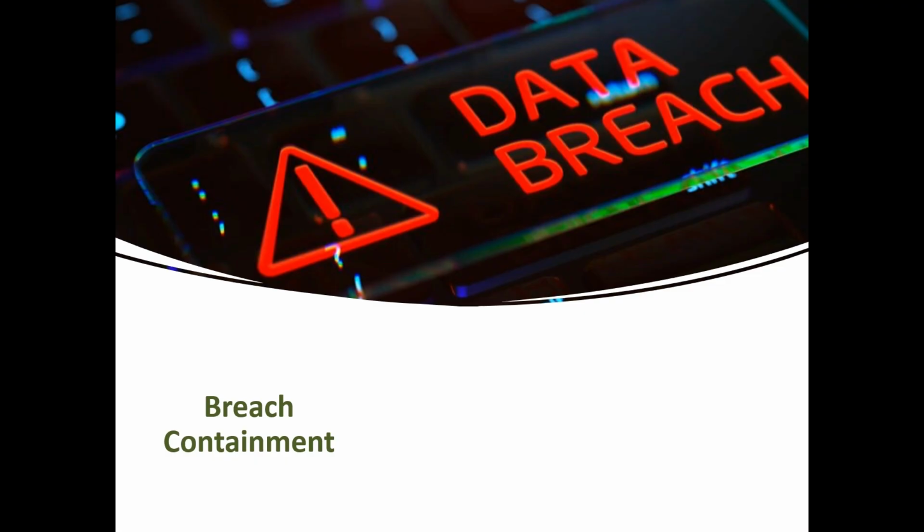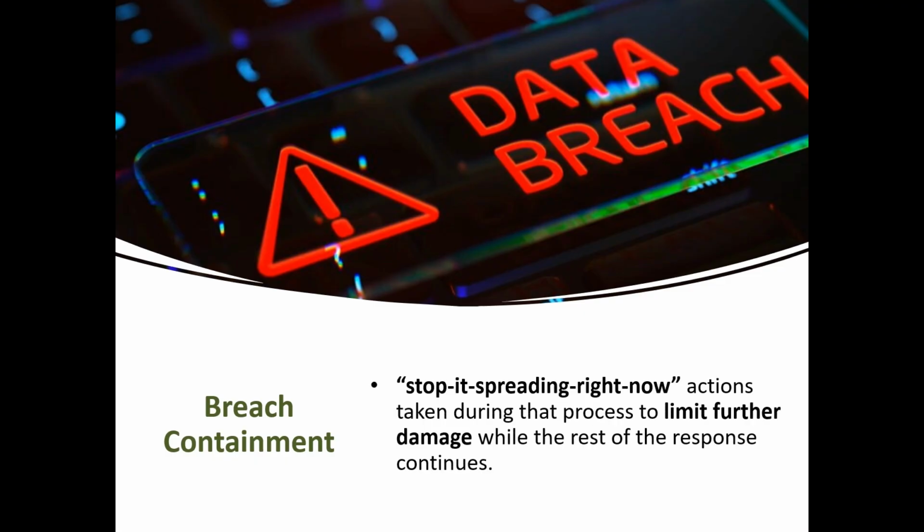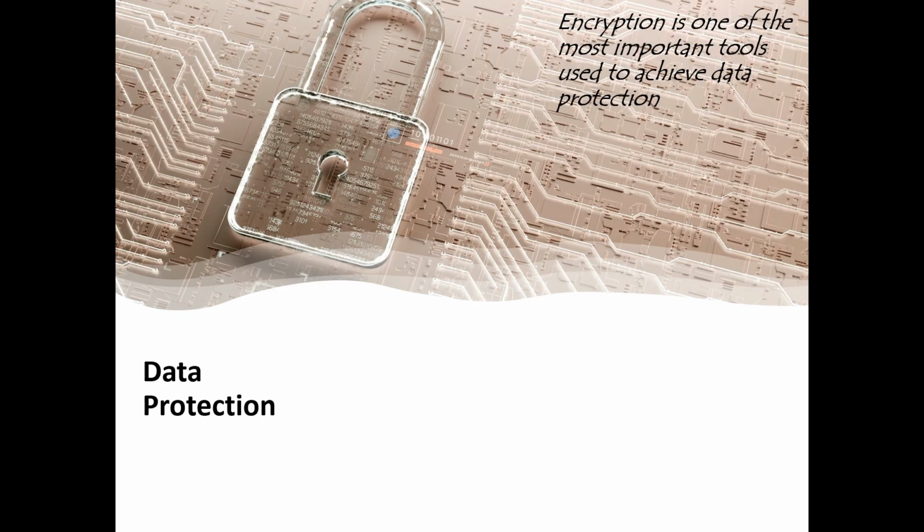Data breach containment is that specific stop-it-from-spreading-right-now action you take during the process, such as isolating infected machines, disabling compromised accounts, or blocking malicious traffic, just to limit further damage while the rest of the response continues. So we have seen the breaches, right? Now the next is, how do we protect our data?